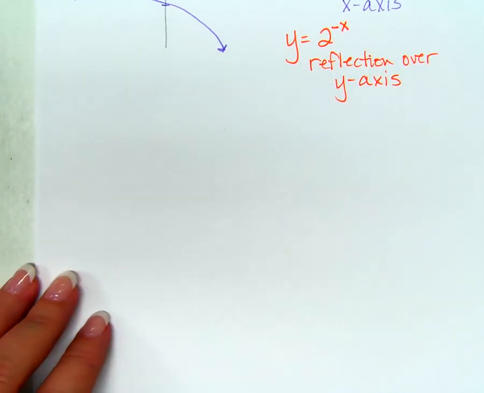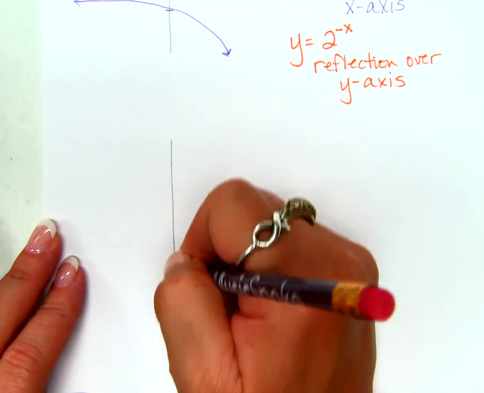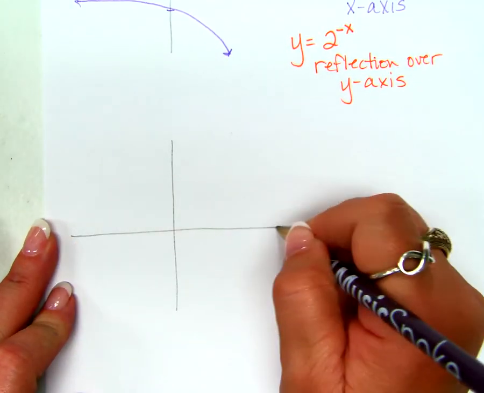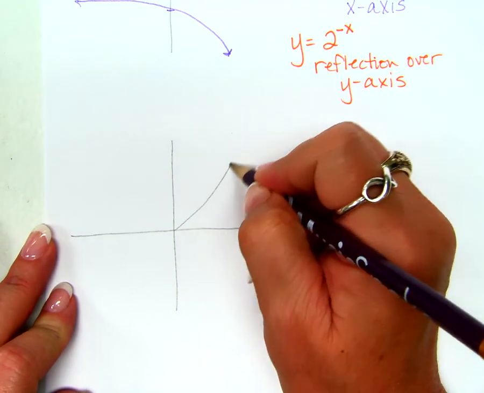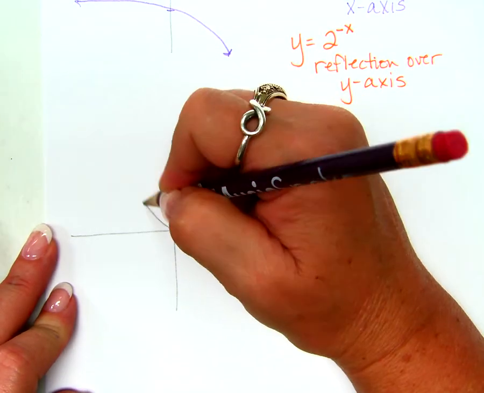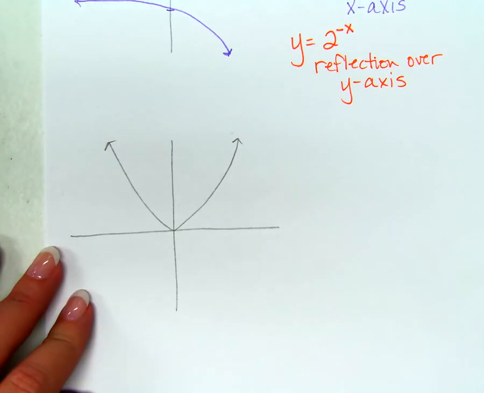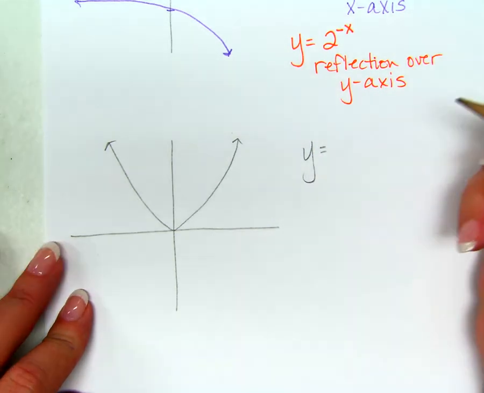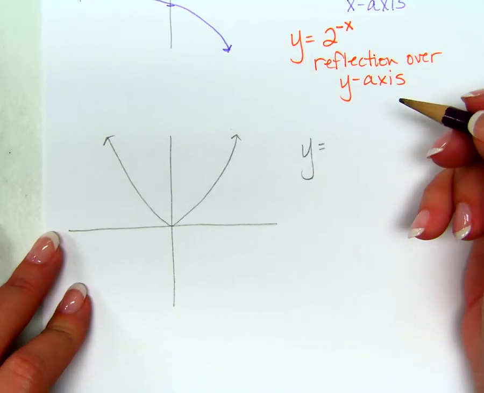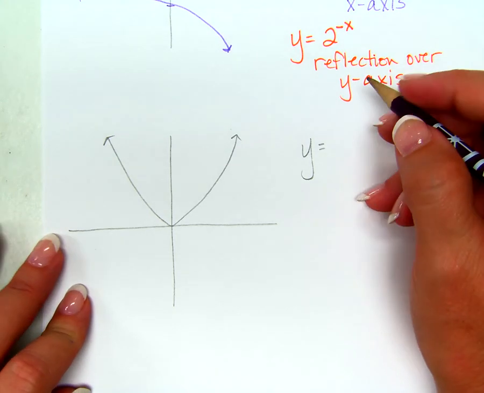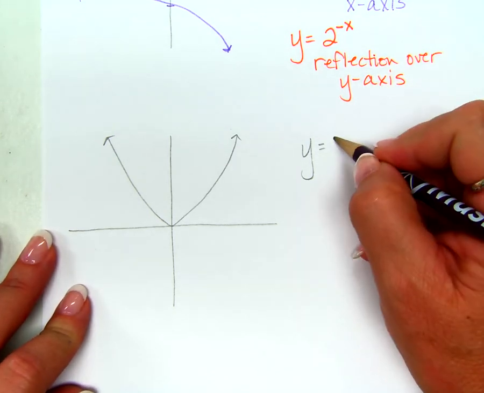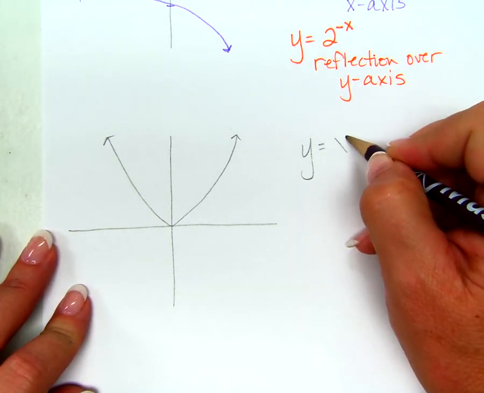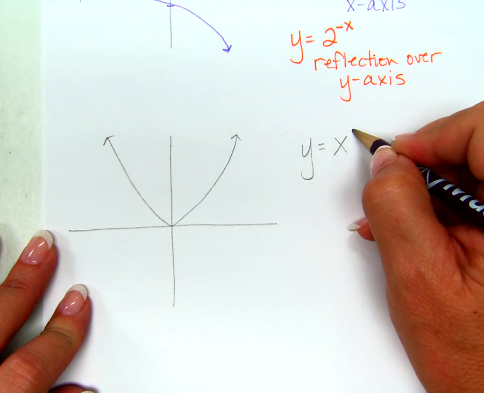For today, I'm going to show you one more. And then you'll have the rest of the period to work on your homework. So tell me what parent function this is. It's a parabola. It is a quadratic that makes a parabola, so its equation is x squared.